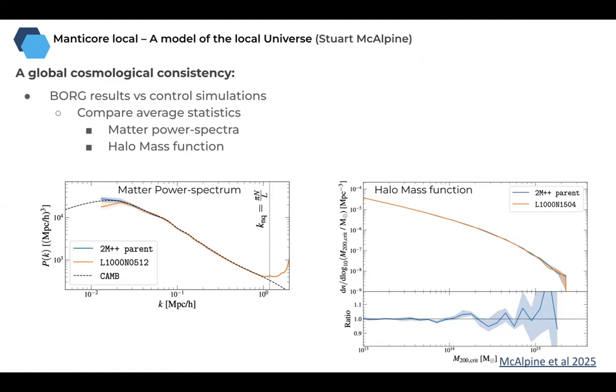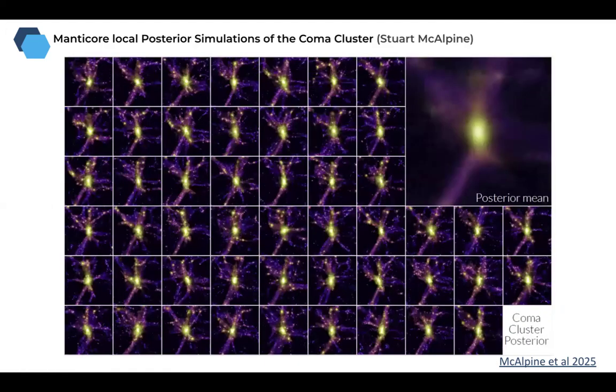Field level inference incorporates all this kind of information. But we can go significantly beyond that because we can study individual structures. What I want to show you here is the degree of detail that we can actually account for right now. What you see here is the zoom in on the posterior distribution of the Coma cluster. The Coma cluster is a very well-known and very peculiar cluster that has been very well studied.